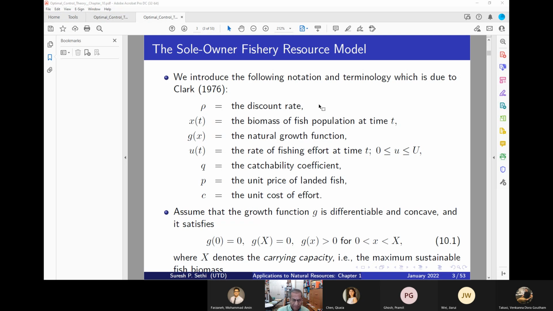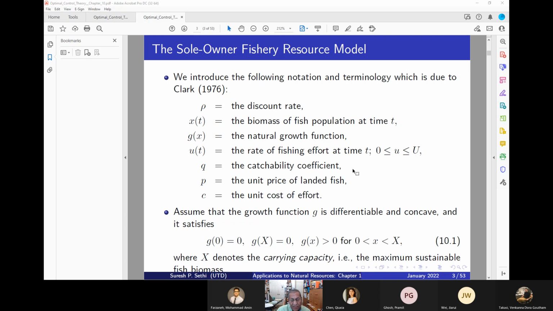Rho is the discount rate. X(t) is the biomass of fish population. That means some kind of concentration of fish in this lake. So let's just call it lake. Fish multiply, and that's called the natural growth function. So we're going to assume it is given by these. U(t) is the rate of fishing effort at time t. So you put some effort to fish, and when you put that effort, you're going to catch some fish, which will be assumed to be proportional to the effort.